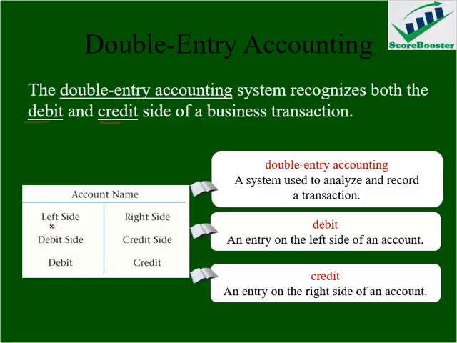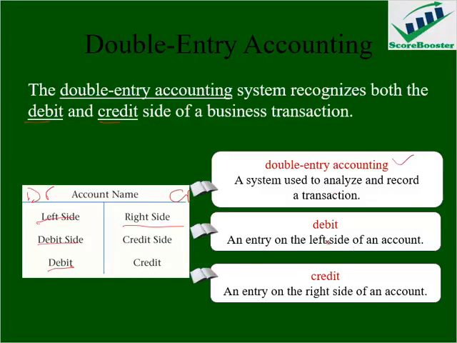This side we call left side. Here we call right side. We call it the debit side. We can also call it debit. Examiner, at times you see some books they put DR here, and here they put CR for credit. So a system used to analyze and record a transaction is what we call double entry.